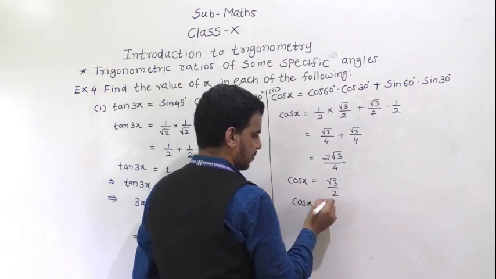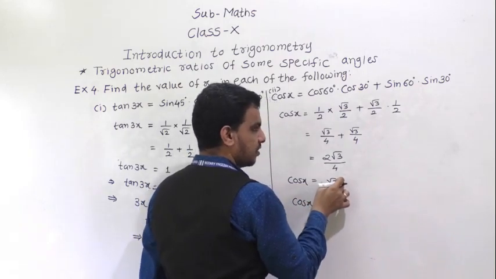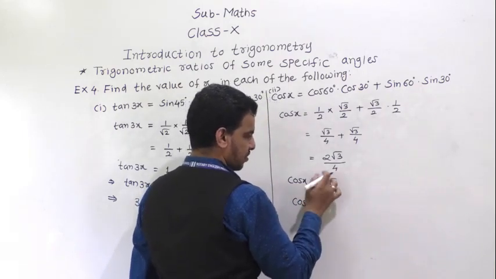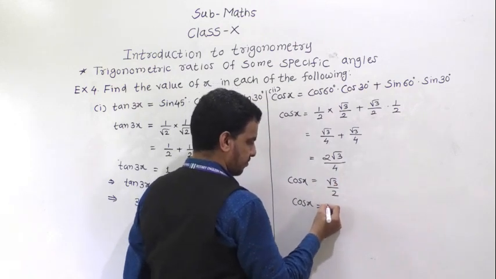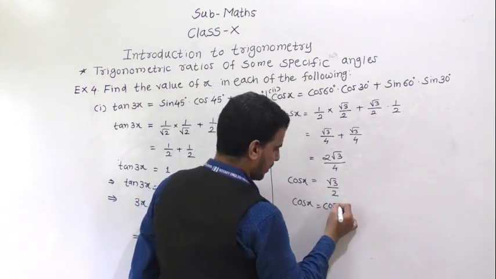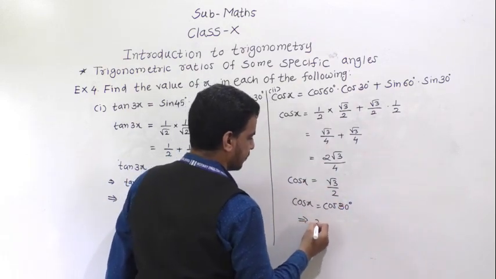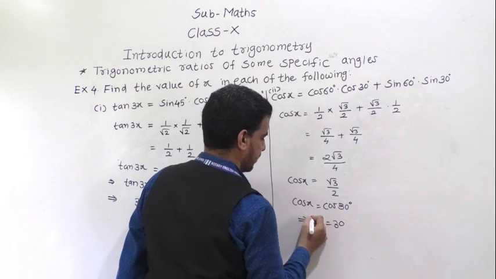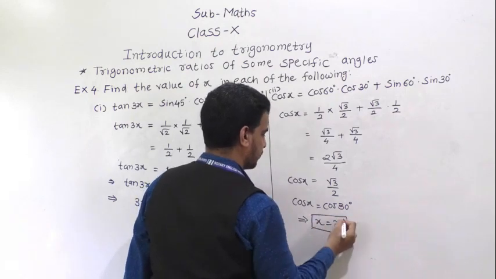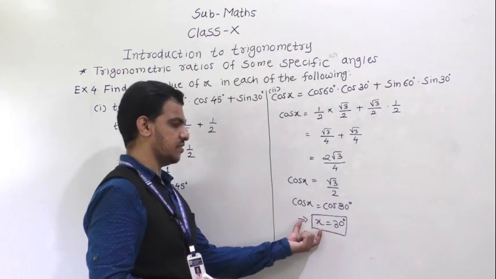So cos x is equal to root 3 by 2. For which angle is the value of cos theta root 3 by 2? That is 60 degree. Okay, sorry, 30 degree. So cos 30 degree is equal to root 3 by 2. So x is equal to 30 degree. So here the value of x is 30 degree.